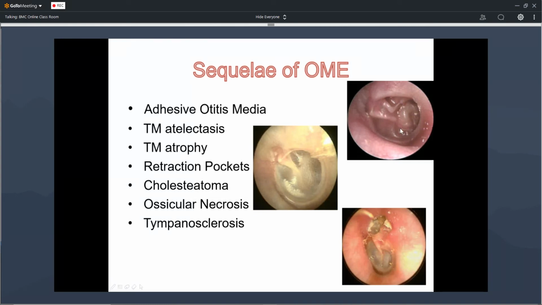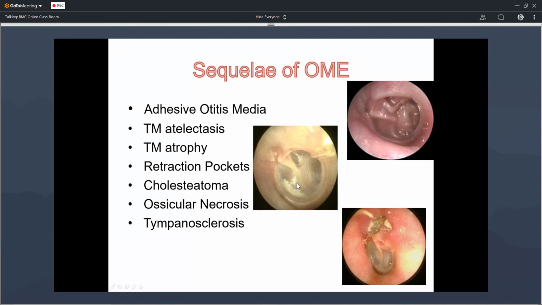We can see the ossicular changes. The tympanic membrane is totally adhered to the promontory, and there is retraction pocket formation in the posterior quadrant of the tympanic membrane. Atrophy of the tympanic membrane, cholesteatoma formation, ossicular necrosis. If there is a long persisting fluid in the middle ear cavity, the most commonly necrosed ossicle during otitis media with effusion is the long process of the incus, sometimes the suprastructure of the stapes, and tympanosclerosis.